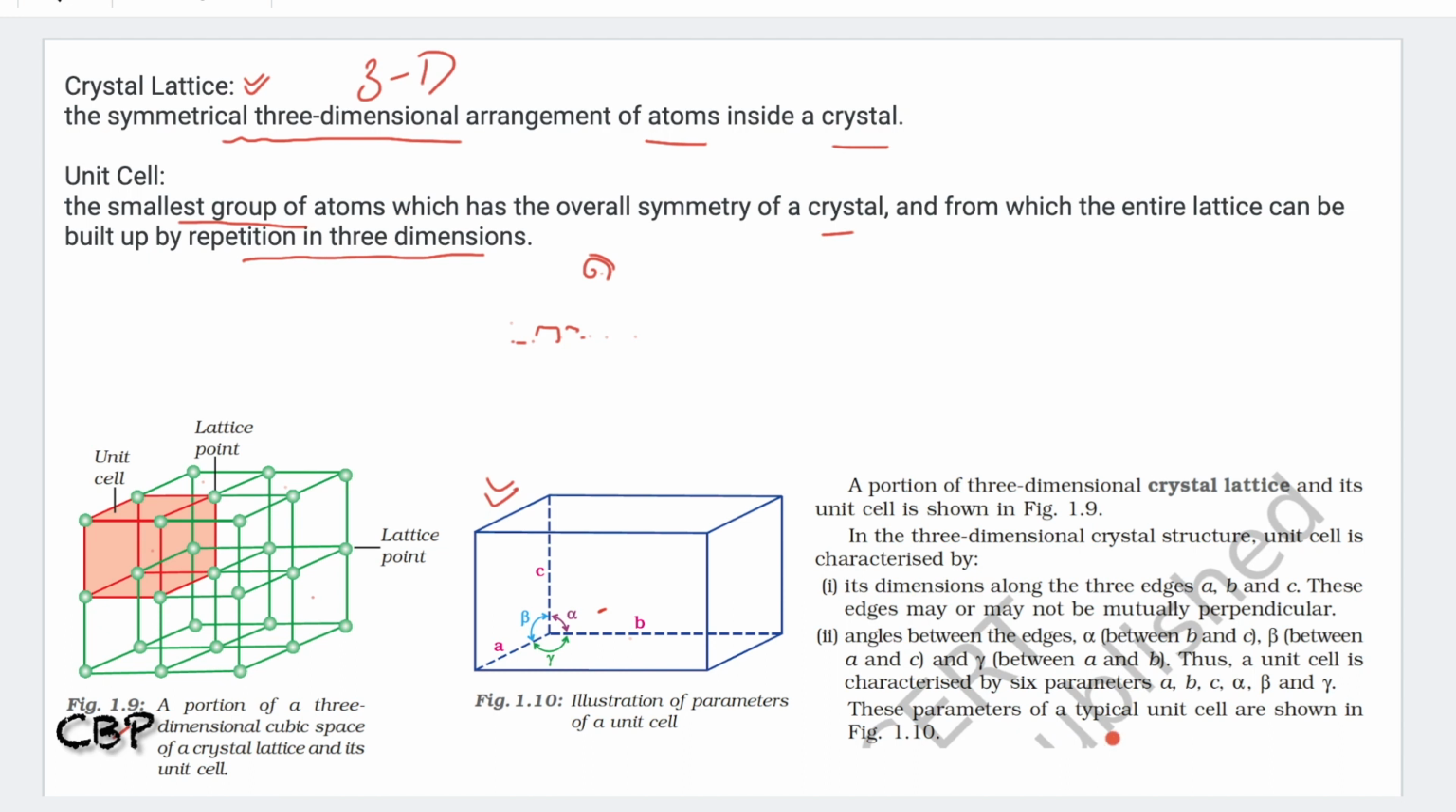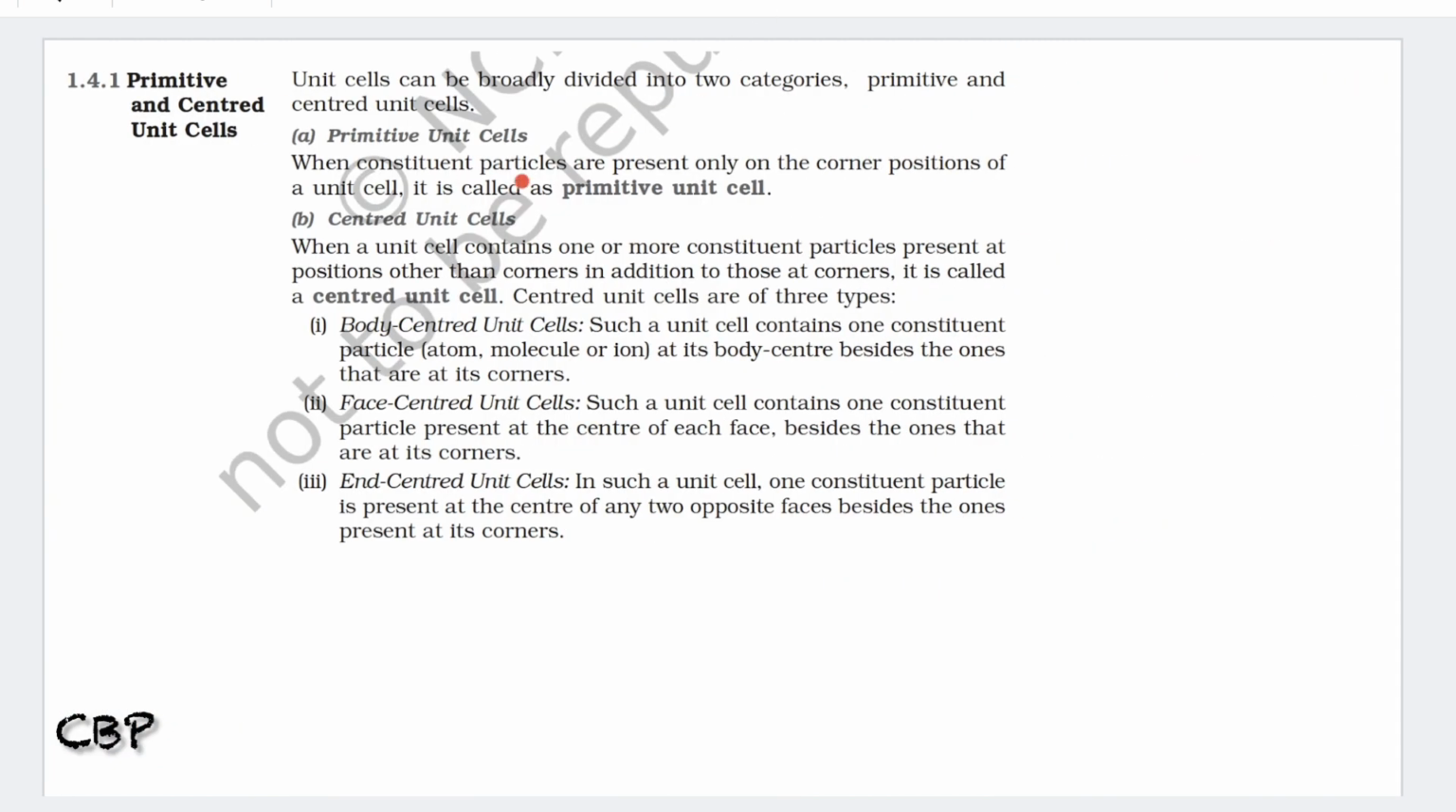These parameters of a typical unit cell are shown in this figure. You can observe this in the figure. Now next one is primitive and centered unit cell. Unit cells can be broadly divided into 2 categories. First one is primitive and second one is centered unit cell. Now one by one we will study.